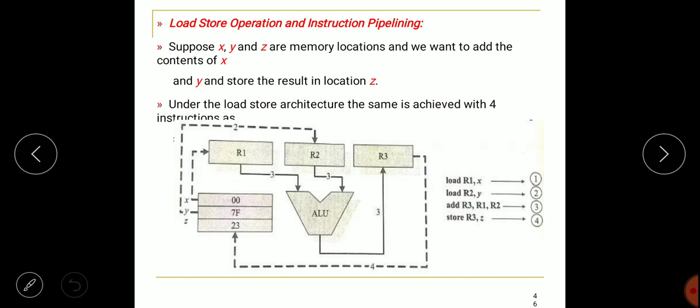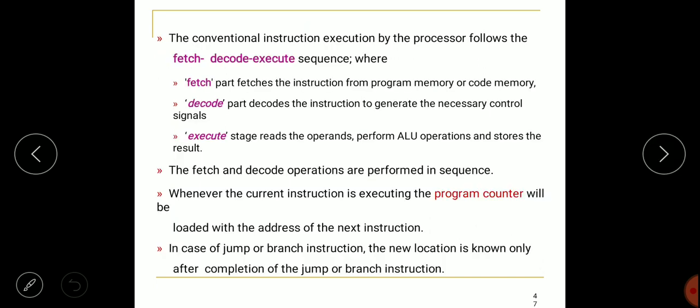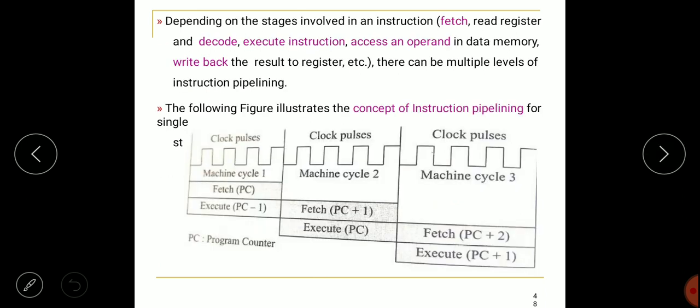This we already discussed in module 1. Let me skip this slide and go to the next slide. This also we discussed in the pipeline operation of the processor, that is basically fetch, decode, execute operation. This also was discussed. Just go through the slide, skip. And this is the pipeline operation.